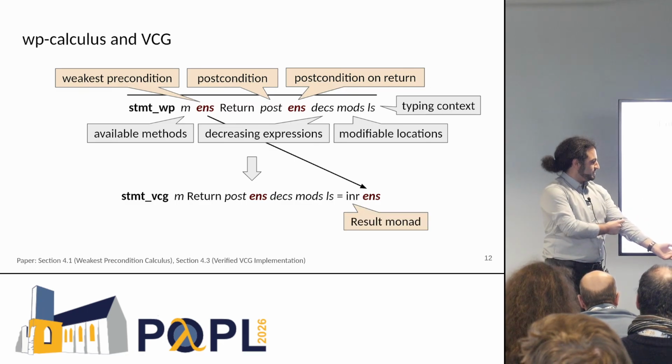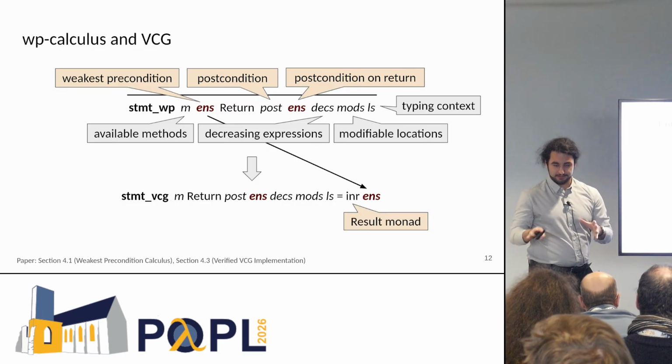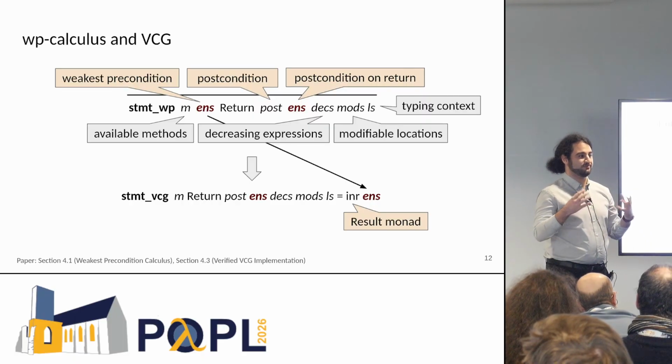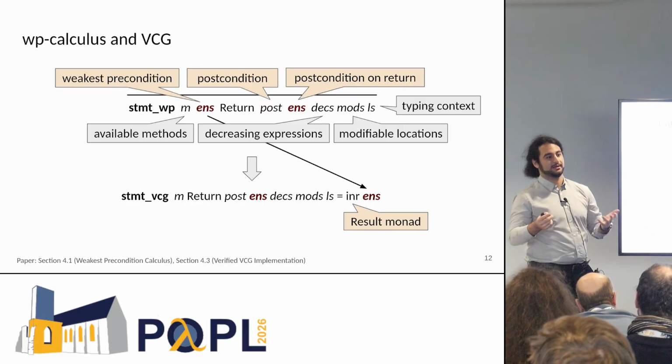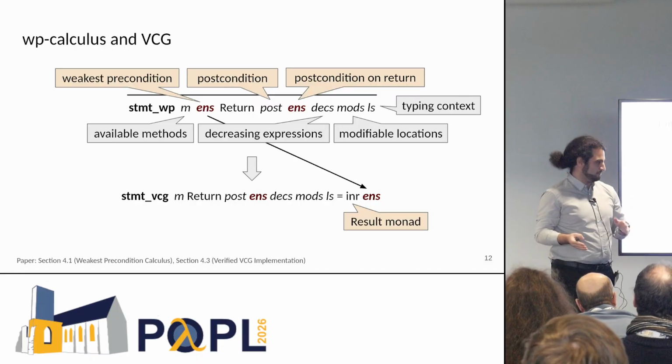And one thing that I would like to mention here is this is a result monad. It's in R, it's just right. The reason is because the VCG can fail, and then it will, for example, return left with an error message saying, like, you're trying to assign something that you declared as a Boolean as an integer. But that's on the Dafny level.